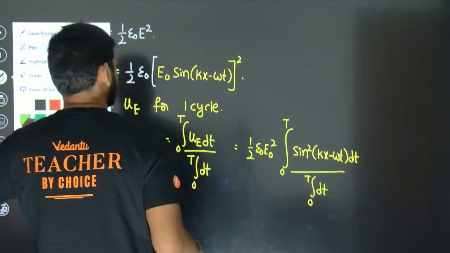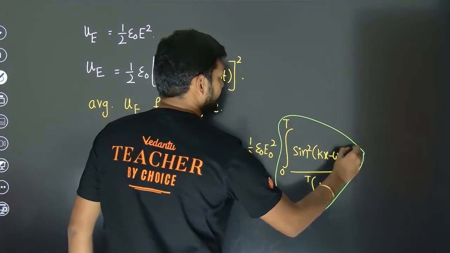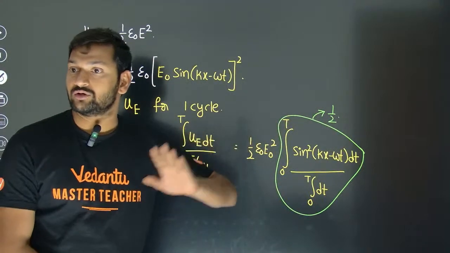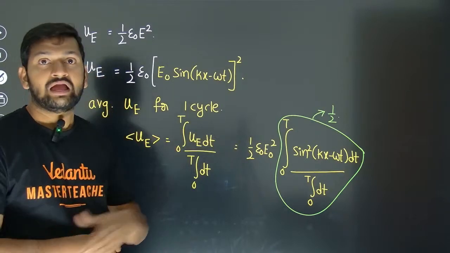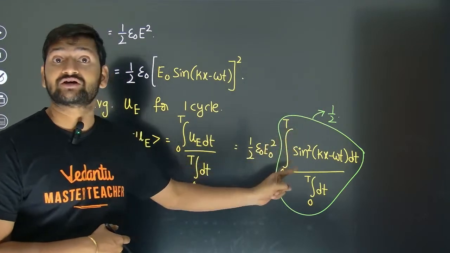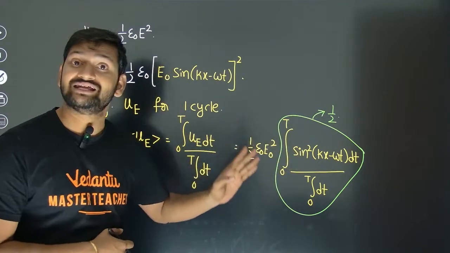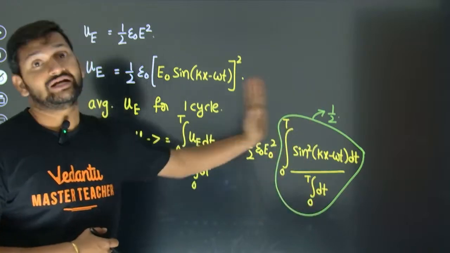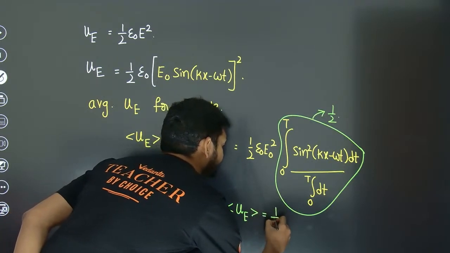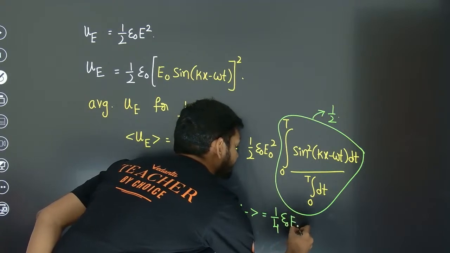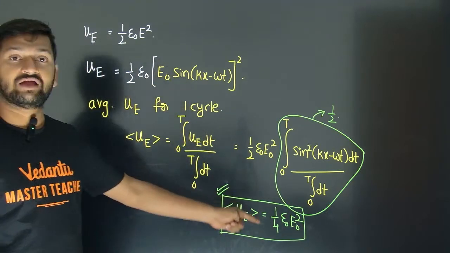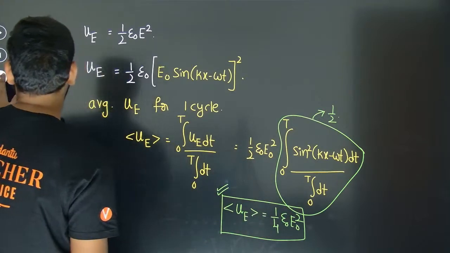I am not wasting your time. Look, integration of this one is going to come out to be half. I'm saving your time. And in fact, even integration of cos square will also come out to be half. You don't need to worry for one complete cycle. Whenever you come across sine square or cos square, you will come across this even in AC also. So whenever you see integration of sine square or cos square by integral dt, you write it as half. So what is the average energy density in the form of electric field? It is 1 by 4 epsilon naught E naught square. Okay, fine.